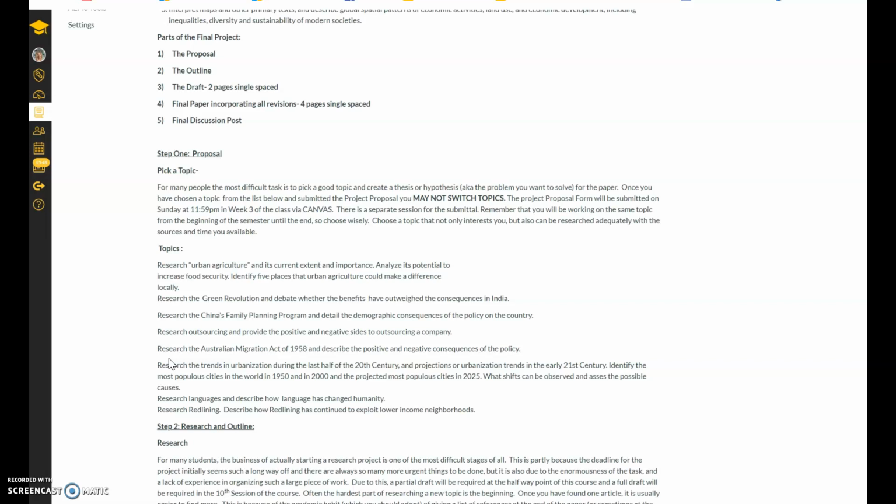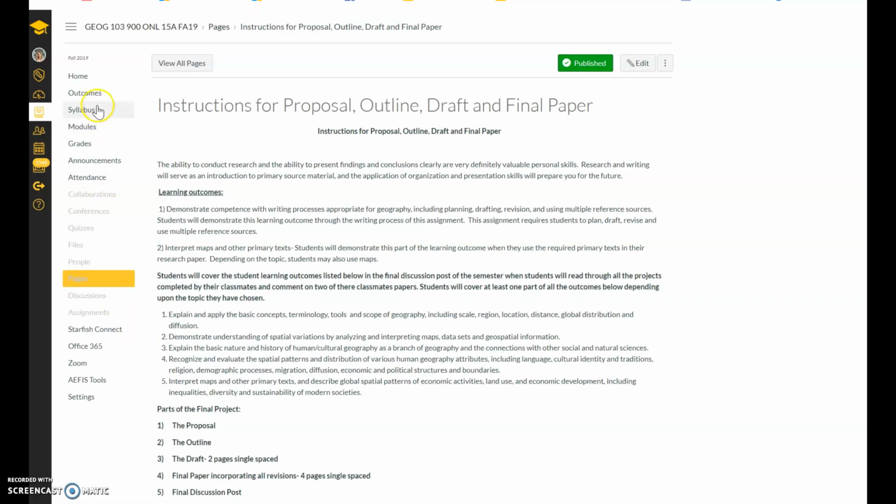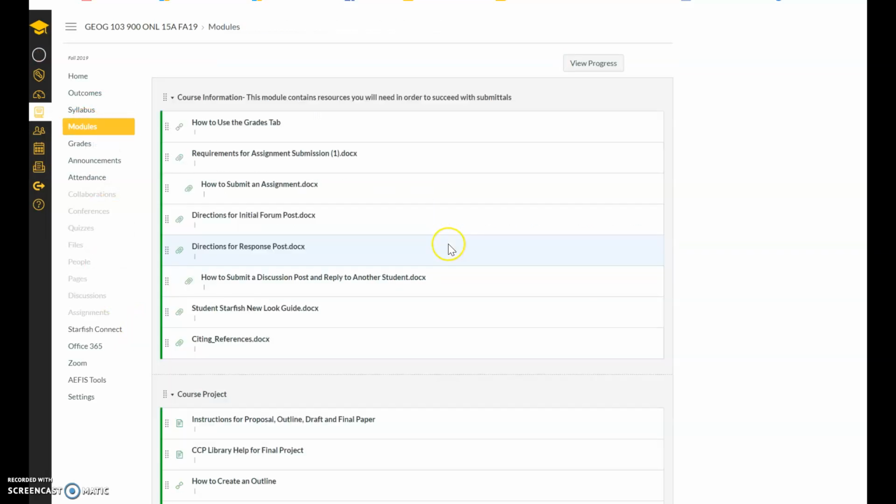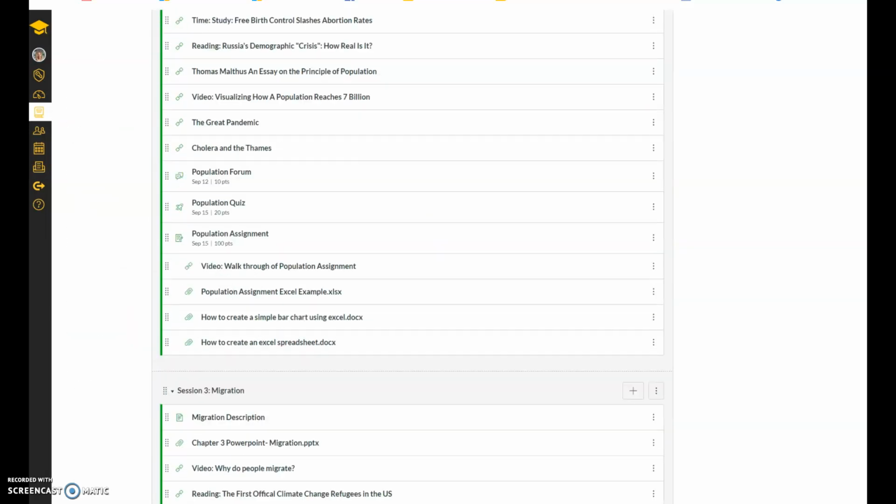Or you could research redlining, describe how redlining has continued to exploit lower income neighborhoods. You have to pick one of those topics, and then you have to research it a little bit before you submit it. Okay, so you're going to pick one of those topics, and then you're going to go to the modules and fill out the paper proposal form.